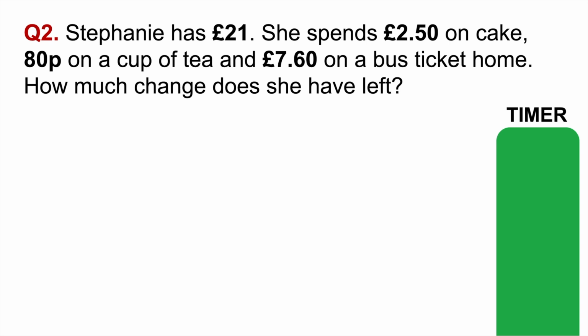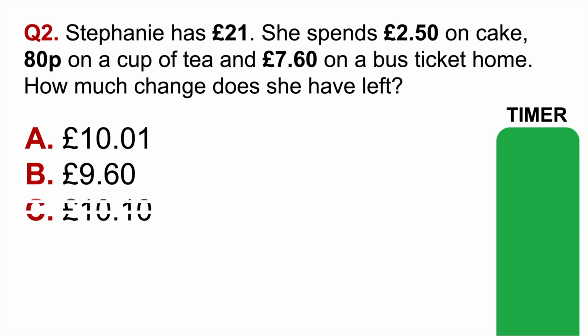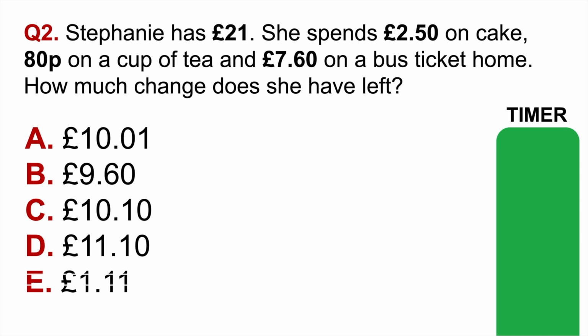So, here's the question. Question 2. Stephanie has £21. She spends £2.50 on cake, 80 pence on a cup of tea, and £7.60 on a bus ticket home. How much change does she have left? Is it A, £10 and 1 pence, B, £9.60, C, £10 and 10 pence, D, £11 10 pence, or E, £1 and 11 pence? Please put your answer to question 2 in the comments section below for marking. Here's the timer.